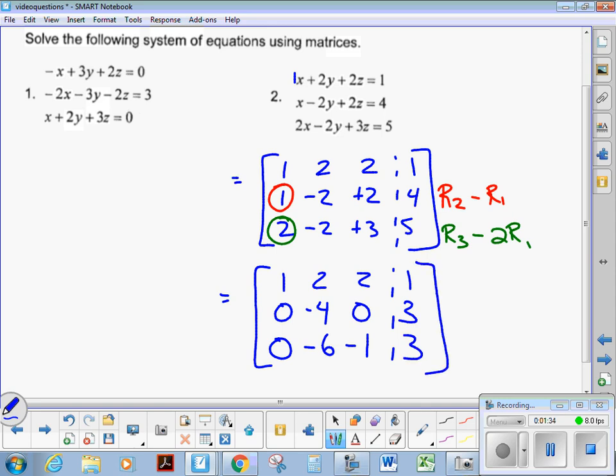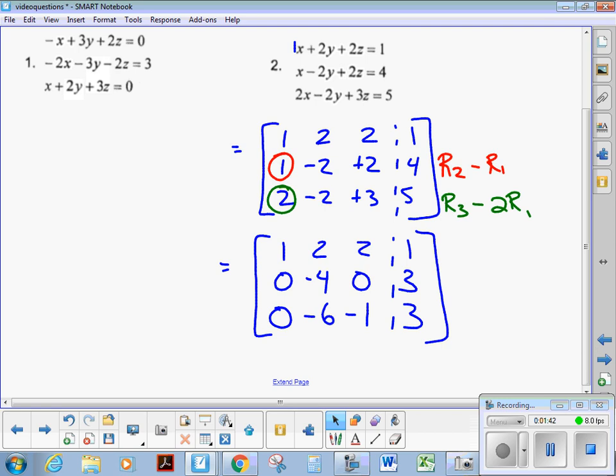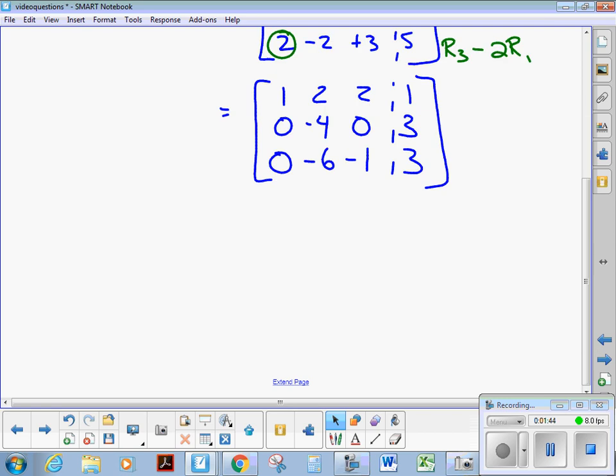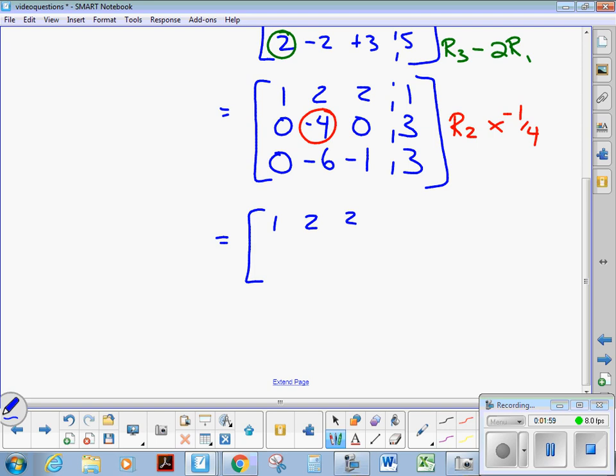All right, so just double checking here. 3 minus 4, 5 minus 2. Okay, so hopefully I've done that properly. My next goal is to get this to be a 1. So I'm going to multiply row 2 by negative 1/4. So we end up with 1, 2, 2, and 1, 0, 1, 0, and negative 3/4. Never happy when I see a fraction in there, but not much can be done.